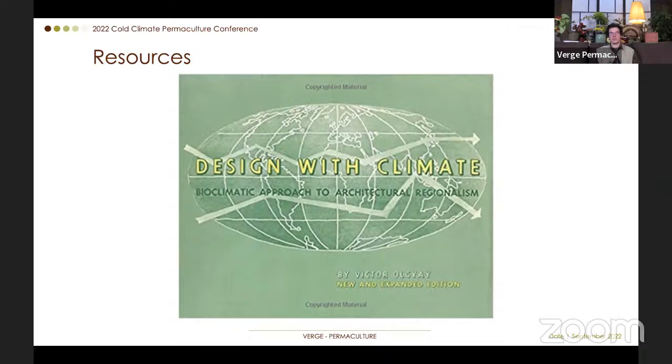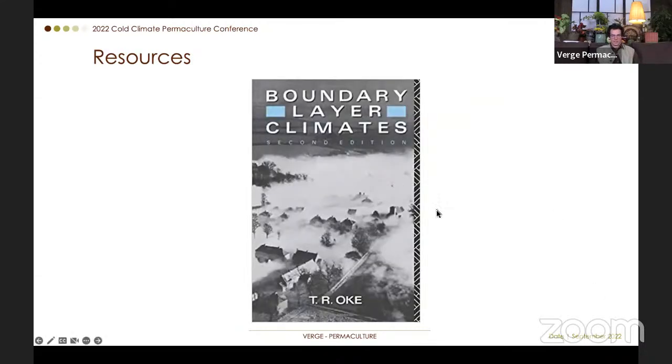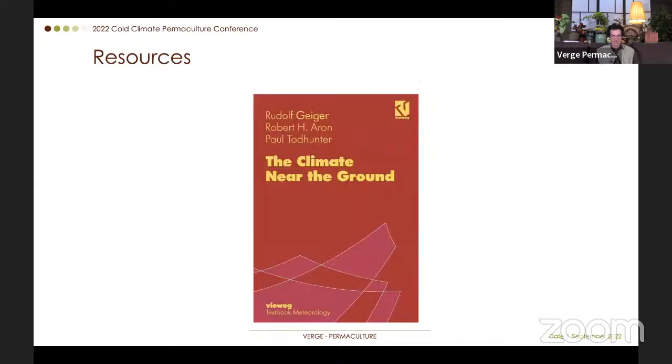And if you're interested, this does have a little bit more of a spin on matching your architectural form to your climate, but it's still incredibly handy. Again, I showed you this book. It's a great one. And Boundary Layer Climates by Tim Oke. This was very, very handy in my thesis. The Climate Near the Ground, and A Golden Thread.